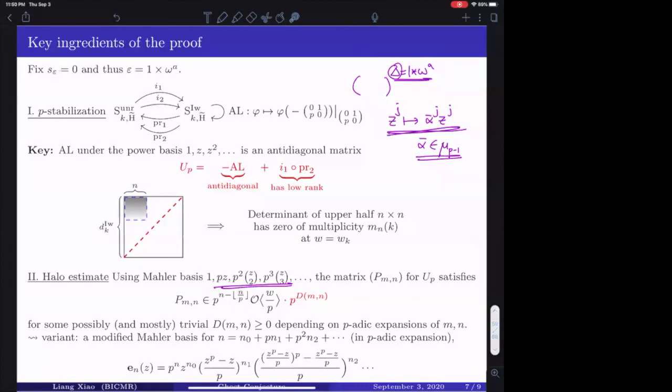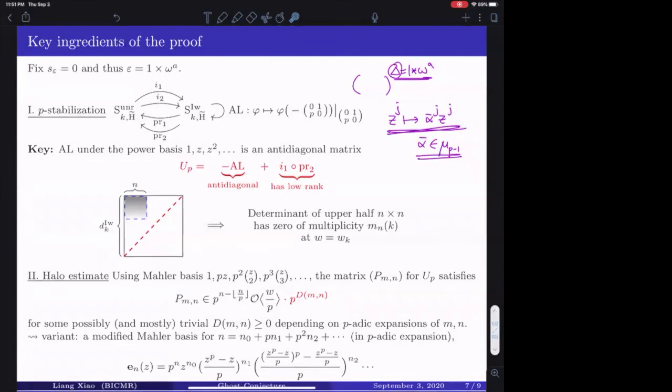So instead, we can take a modified modular basis, essentially taking the leading term of these modular bases. If we write n as a p-adic expansion, I write z to the first n_0 power, and then z^p minus z over p to the n_1 power, and iterate this expression to the n_2 power, and so on. The benefit of doing so is that all the exponents on z are congruent modulo p minus one. So therefore, this kind of action will send the basis to a basis.